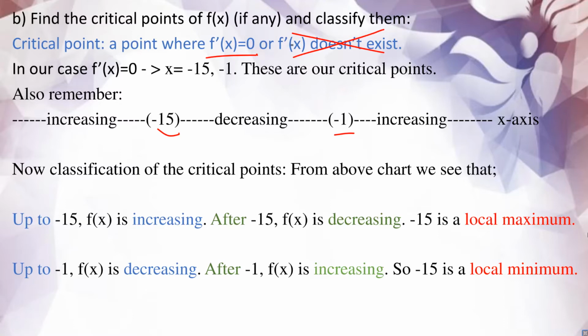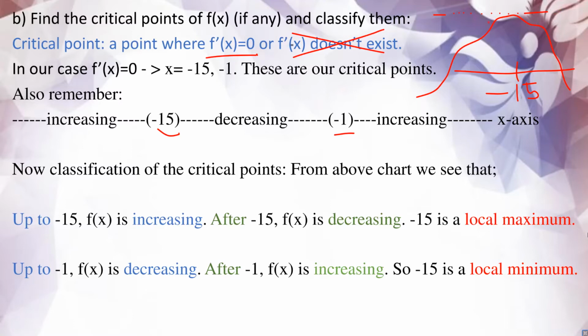Now, classification of the critical points. From the above chart, we see that, pay attention, up to minus 15, the function is increasing. After minus 15, the function is decreasing. So minus 15 should be a local maximum. What does it mean? It means this: here is your point, minus 15, and up to this point, the function is increasing, and after that point, it starts decreasing. Well, doesn't it look like a maximum?